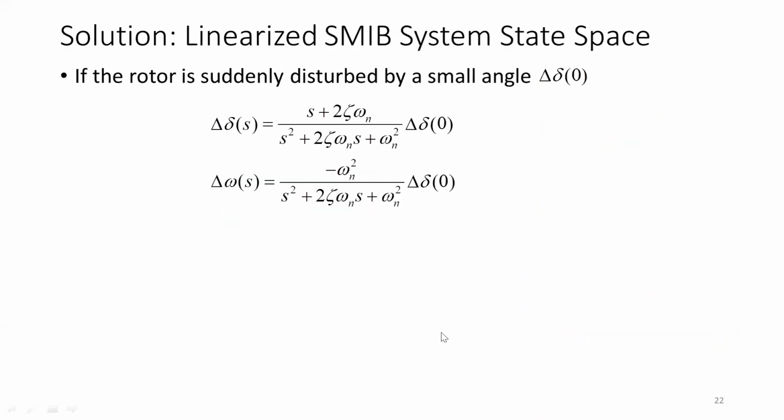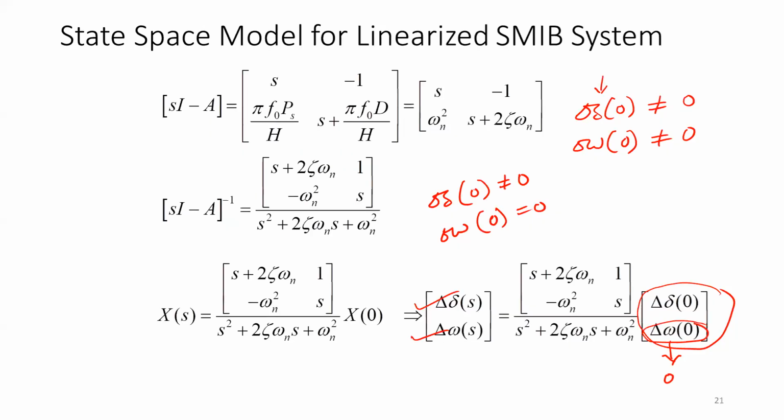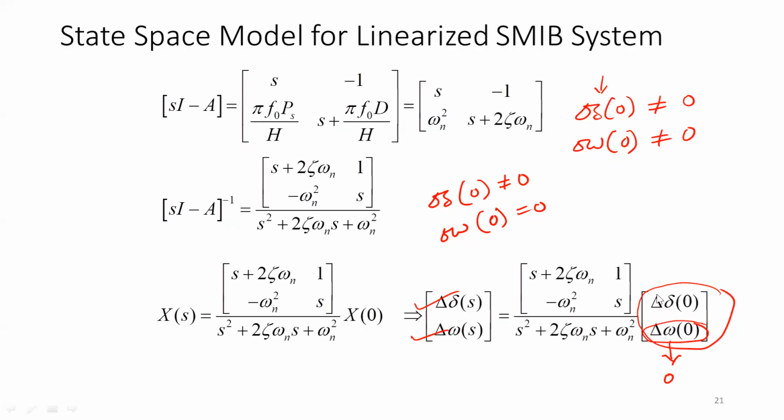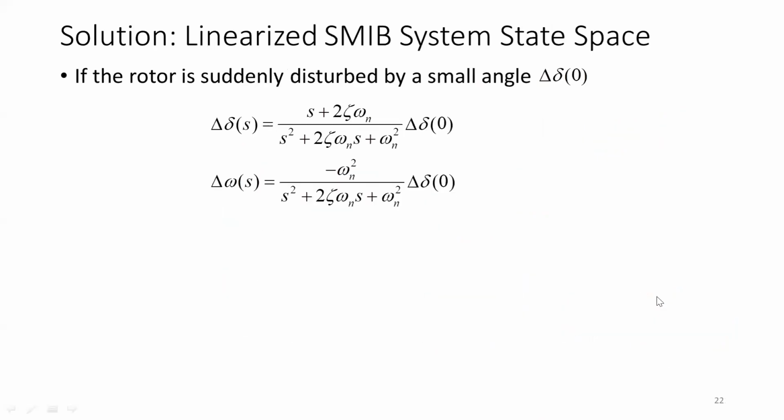If I move on to the next page, now you can see that we have the expression of del delta s and del omega s. This is very easy. How can we find del delta s? The numerator is s plus 2 zeta omega n multiplied by del delta 0, and the denominator will be as it is. When you go for del omega s, what do you have? You will have minus omega n square into del delta 0 in the numerator, and the denominator will be exactly as it is. So this is the representation of del delta and del omega in the Laplace domain.